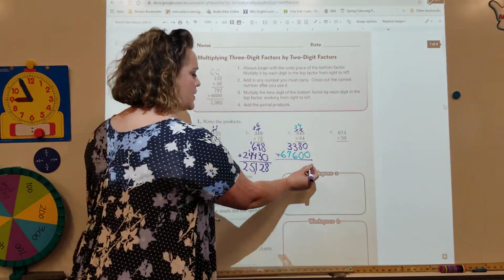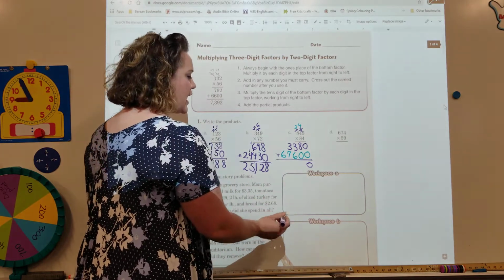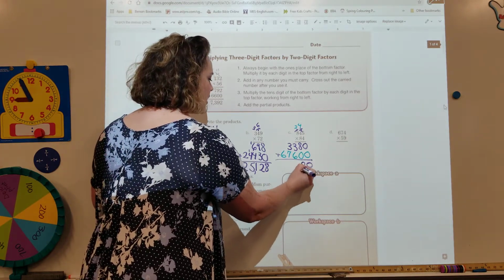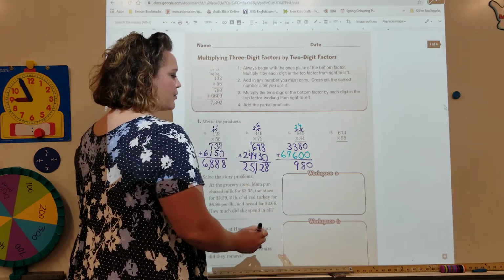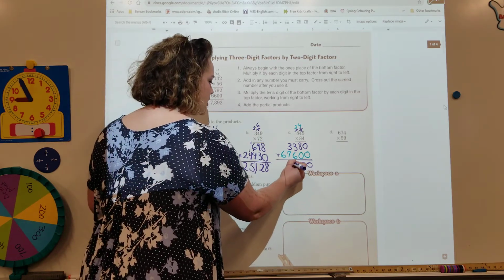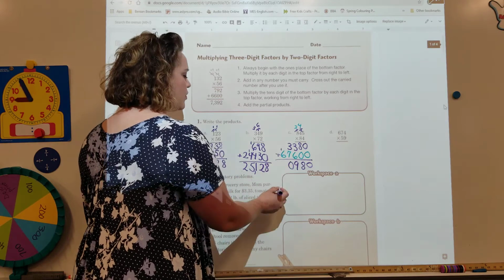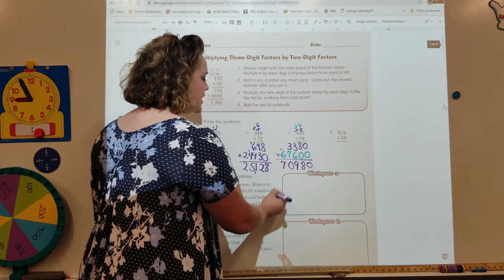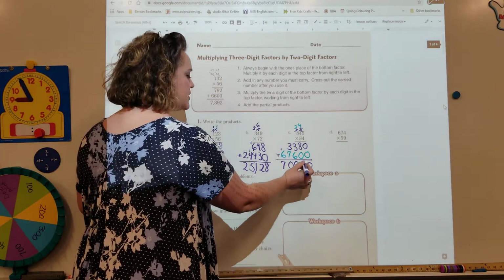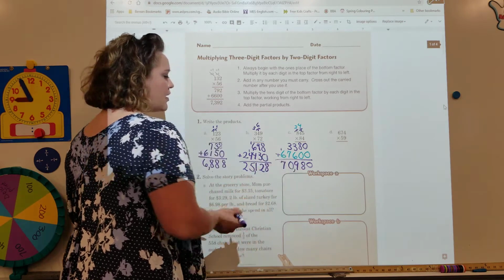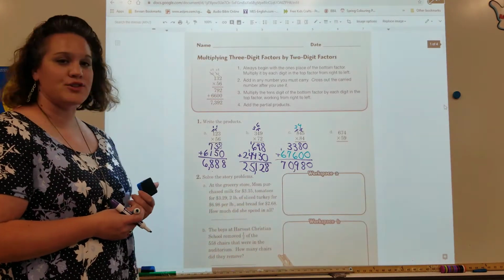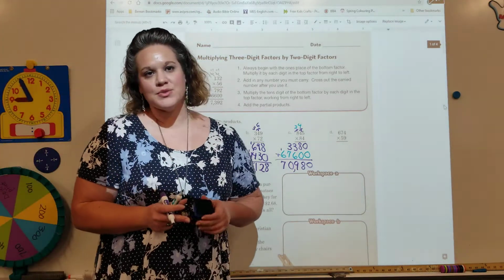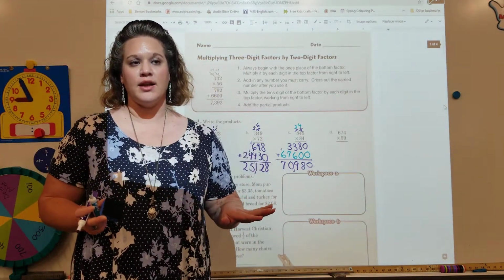0 plus 0 is 0. 8 plus 0 is 8. 3 plus 6 is 9. 3 plus 7 is 10. 0, carry the 1. 1 plus 6 is 7. Add in my comma. Ones, tens, hundreds, comma. Your final answer should be 70,980.